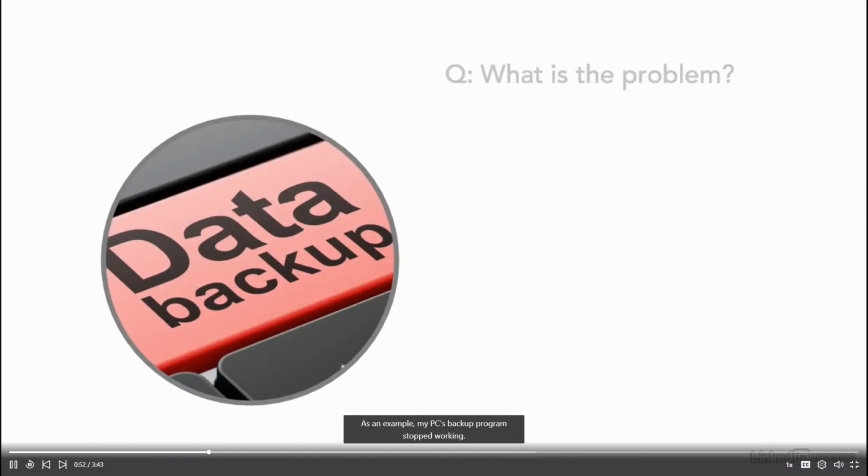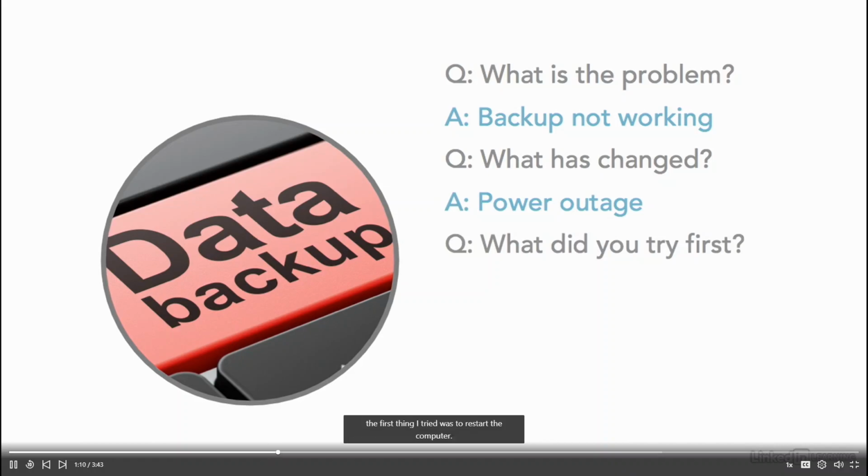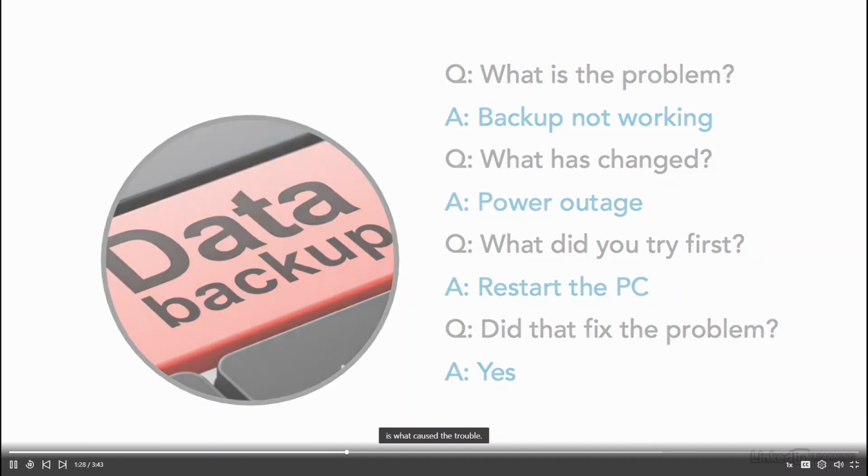As an example, my PC's backup program stopped working. It wouldn't function and I couldn't get it to start. Then I recalled that there was a power outage the night before. That interruption was probably enough to disrupt the backup's regular schedule. The change affected the system. In the case of my backup not working, the first thing I tried was to restart the computer. That's the general purpose, tried and true method to fix most computer glitches. And in this case, it worked. The backup performed flawlessly after the system reset. But my point is that change, the power outage in this case, is what caused the trouble.